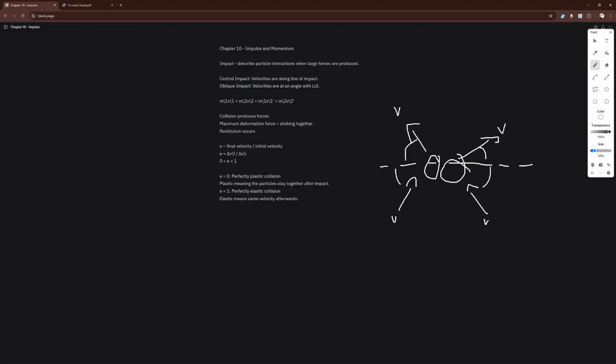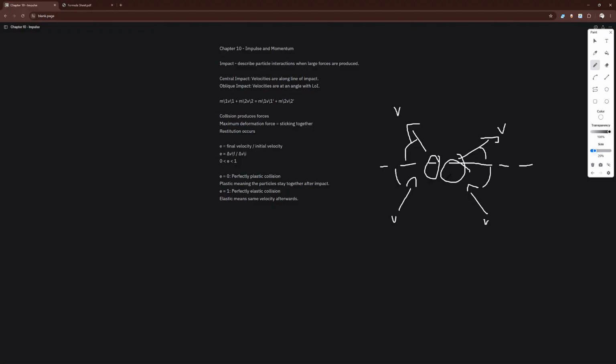So the thing is, for oblique impacts, deformation and restitution only occur along the line of impact, right? So if it's not along the line of impact, there's going to be no change at all, right?